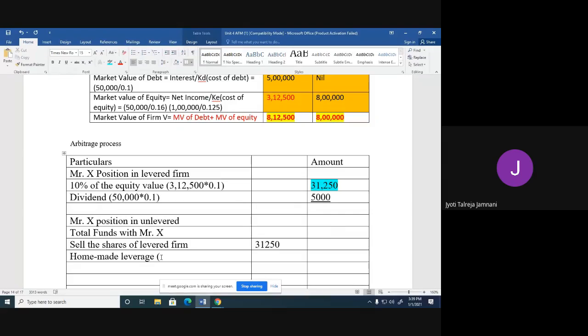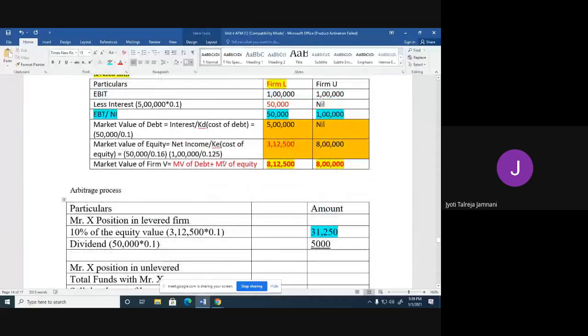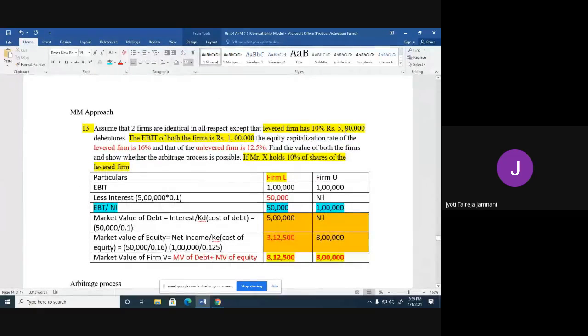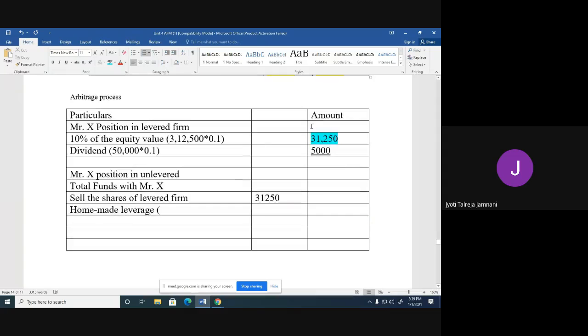Now we agreed that he will borrow, but how much will he borrow? Just listen carefully. In firm L, the company had 5 lakh debentures and Mr. X was a 10% owner. Means of that 5 lakh, 10% of the risk was Mr. X's, because if the company shut down, 10% of Mr. X's investment would have gone, as the company wouldn't have paid anything. So in firm L, he had 10% risk of that 5 lakh rupees. The same risk he wants to carry to firm U. So what should he borrow? He should borrow 10% of 5 lakh rupees because he carried the same risk in company U.